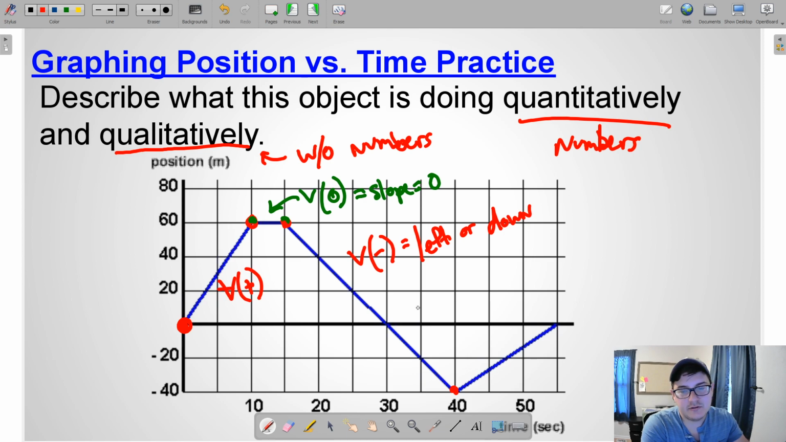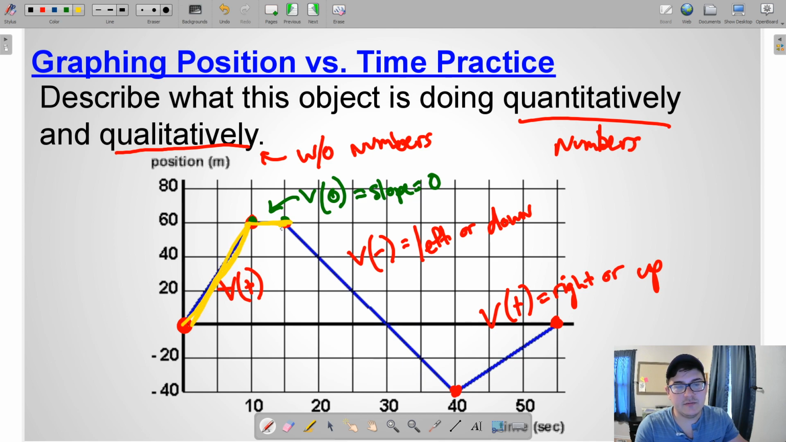And then last but surely not least, what is it doing from this time interval to this time interval? And then that velocity again is positive because the positive slope means the object is going to the right or up. And so qualitatively, we've just explained the velocity of this object as being positive, and then it comes to 0 for some time, then it goes negative for some time, and then it goes positive again. So what did that object do qualitatively?